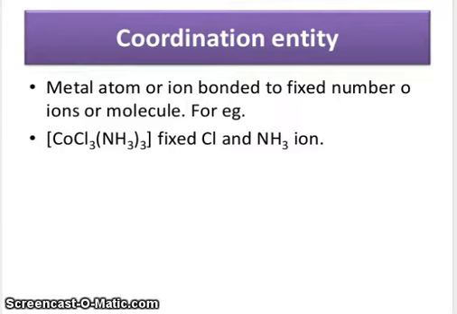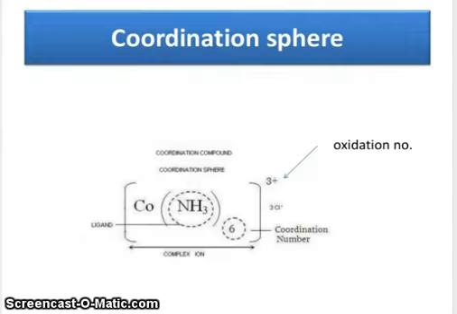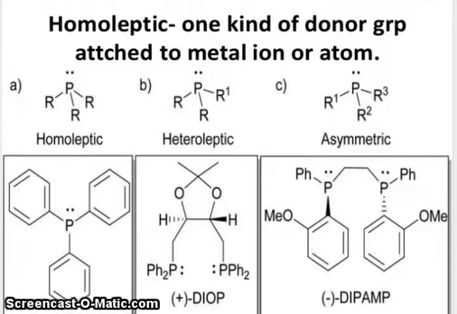What is a coordination entity? A metal atom or ion bonded to a fixed number of ions or molecules. For example, CoCl3·3NH3, with a fixed number of chloride ions and ammonia molecules. So you see the oxidation number, coordination number, etc. Now homoleptic: one kind of donor group attached to the metal ion or atom. You can see the homoleptic, heteroleptic and asymmetric.